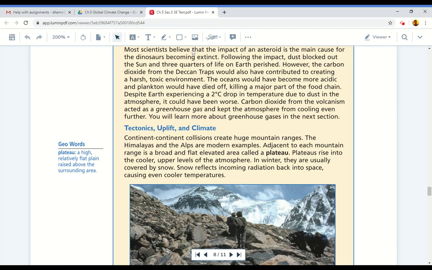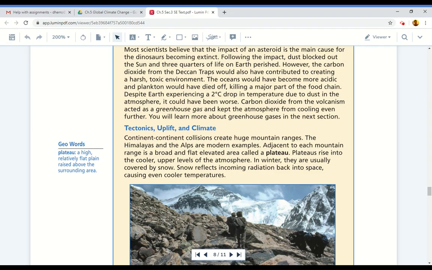Most scientists believe that the impact of an asteroid is the main cause for the dinosaurs becoming extinct. Following the impact, dust blocked out the sun and 3/4 of life on Earth perished. However, the carbon dioxide from the Deccan Traps would also have contributed to creating a harsh, toxic environment.